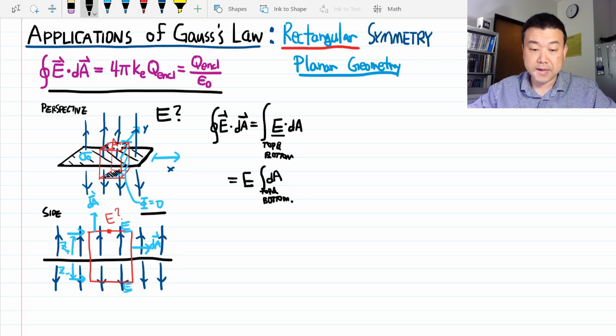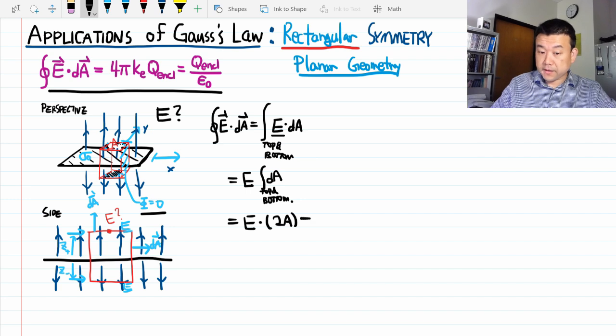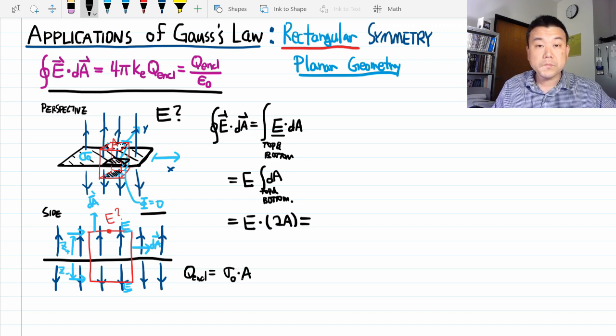So the left-hand side of Gauss's law becomes electric field times 2A. That's equal to the right-hand side. Here, the charge enclosed would be this amount of charge here. And in terms of given parameters, the charge enclosed should be the surface charge density times the area. So the right-hand side is a bunch of constants times more constants.